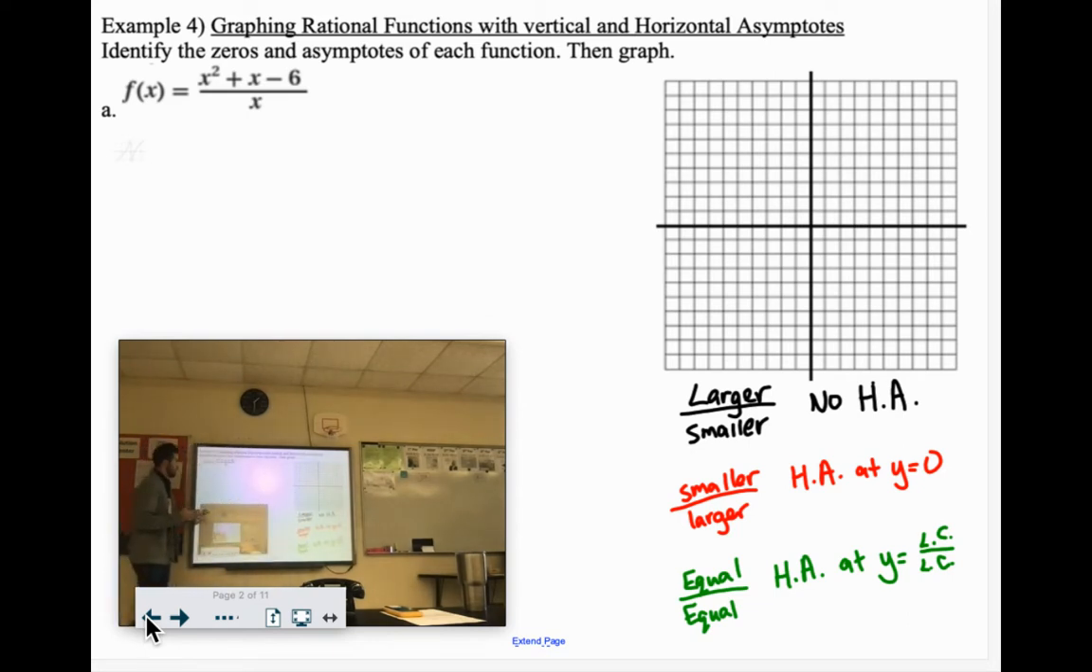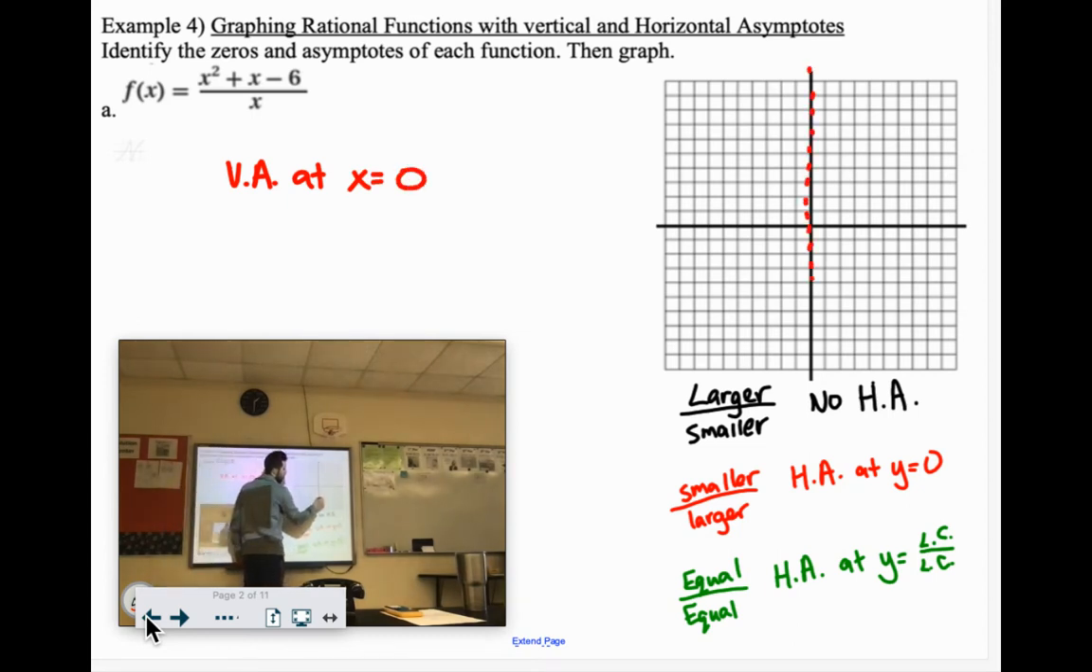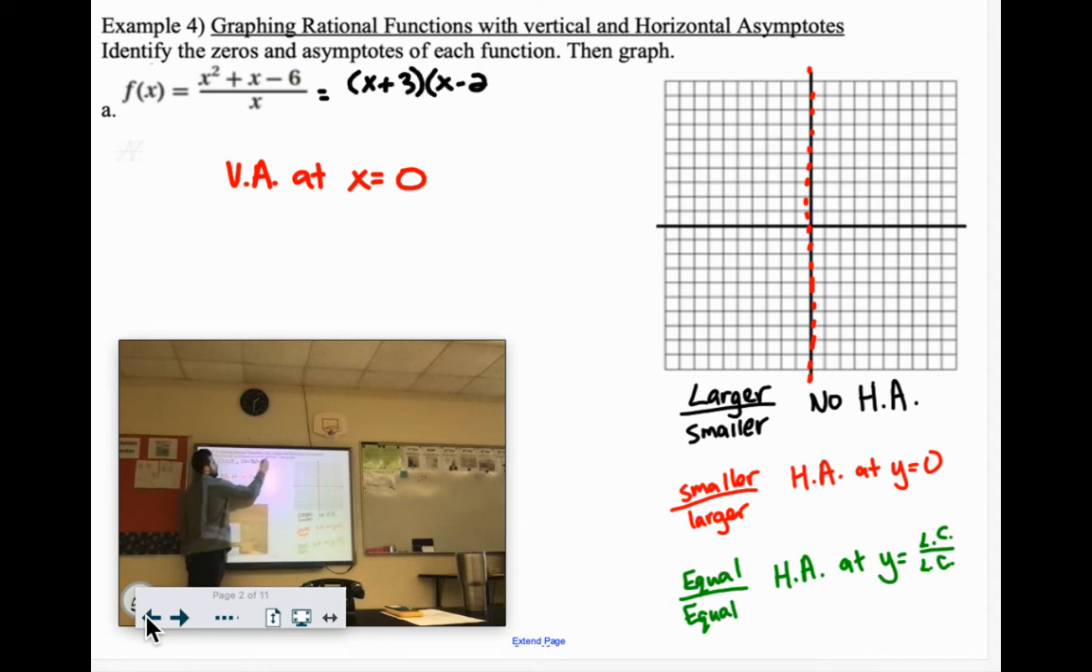Now, vertical asymptote, you get from the denominator, it's just x. It's not x plus or minus anything. So there's going to be a vertical asymptote at 0, which that is just the y-axis. So here's our asymptote. It's going to divide this into 2 halves. Now the numerator will tell us the zeros. So if we were to factor that, it would factor to x plus 3 times x minus 2. And that would tell us our zeros are at -3, 0.